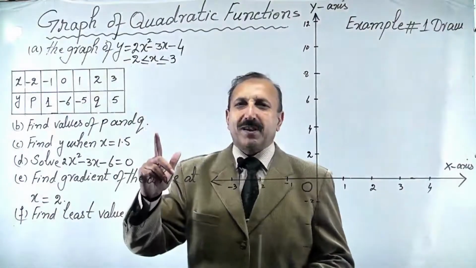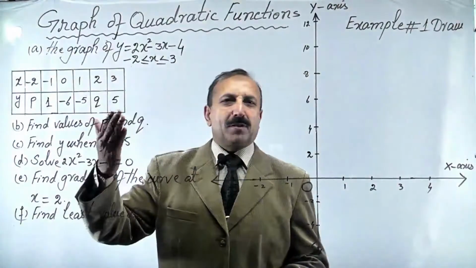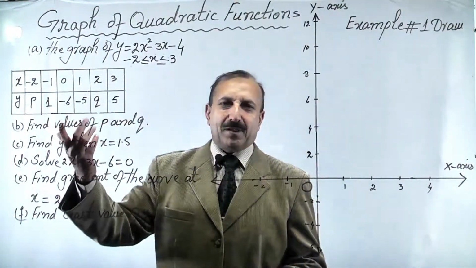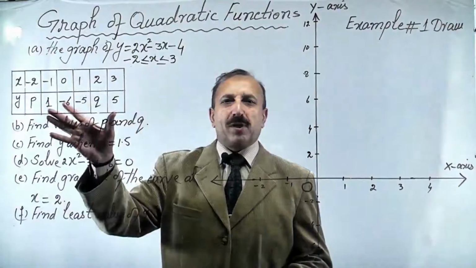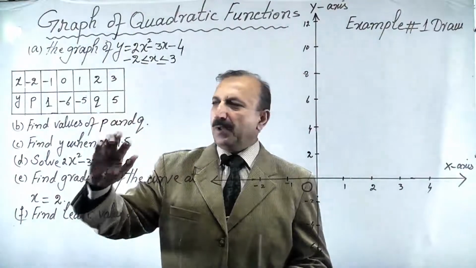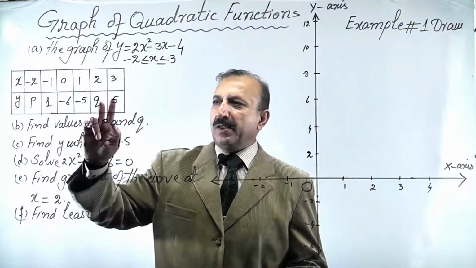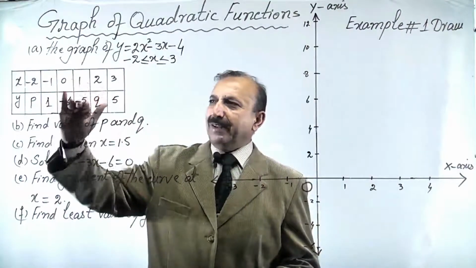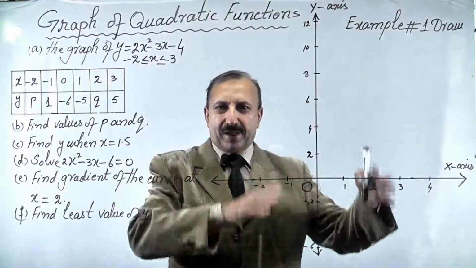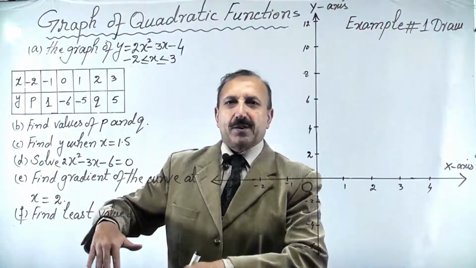But most of the time it is experienced that only some boxes are blank or some unknown alphabets are there and the student has to find the values. Here P and Q are unknowns, so we are supposed to find the value of P and Q so that we can illustrate all these points on this coordinate axis, and then we will draw the graph and carry on with the rest of the parts.